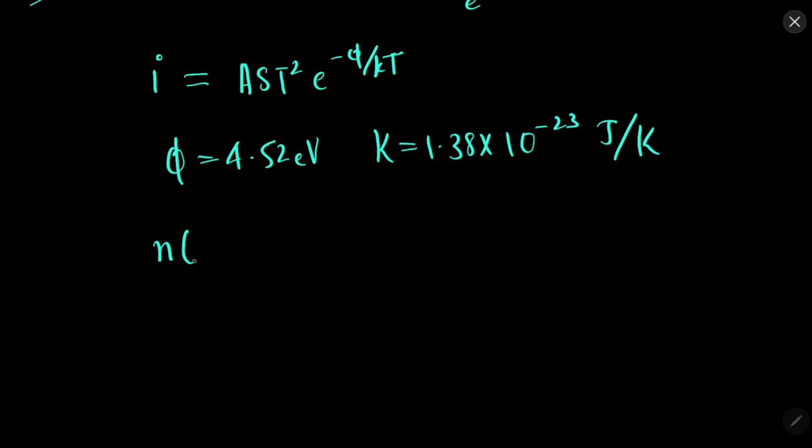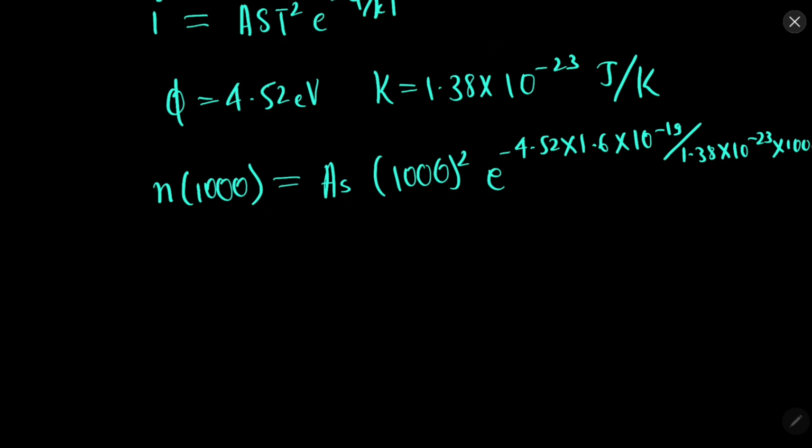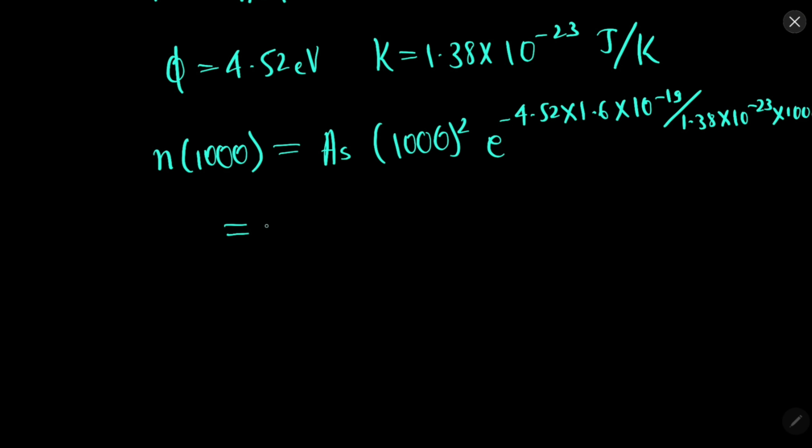So N into 1000 is A S 1000 square into e to the power minus 4.52 into 1.6 into 10 to the power minus 19 joule over 1.38 into 10 to the power minus 23 into 1000. So now it will be 1.7396 into 10 to the power minus 17.